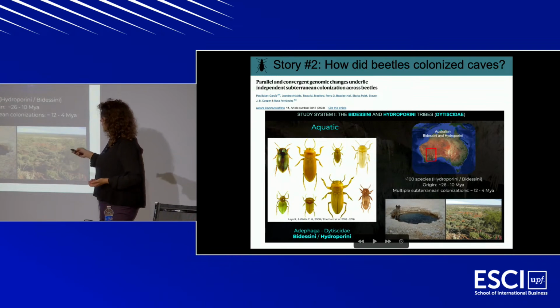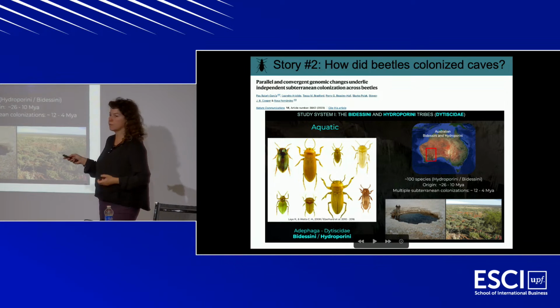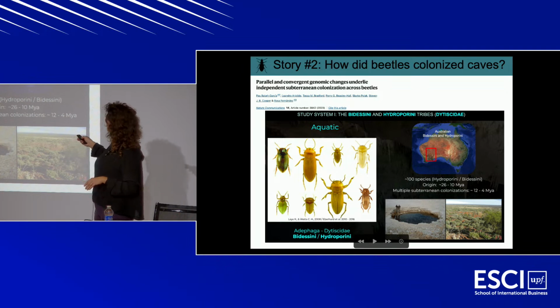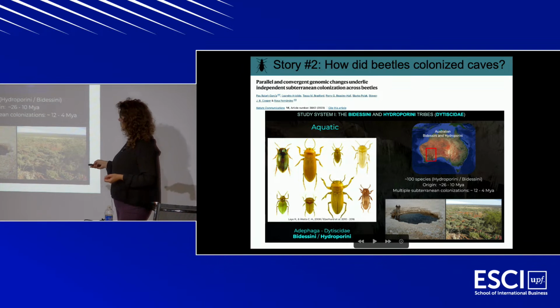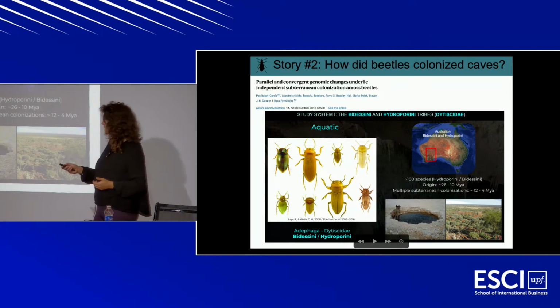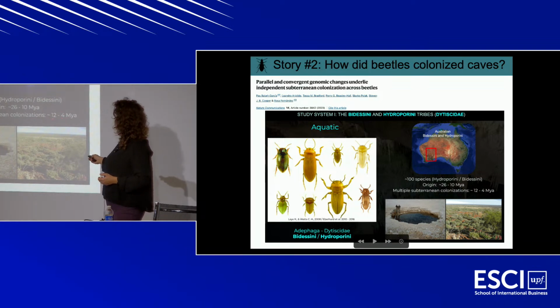So thanks to a collaborator, we got some cave species from 3 different lineages in Australia. They are from these tribes, Bidessini and Hydroporini, and they are aquatic. This is the type of environment where they live. So you basically put a bucket in, bring water up, and hope that you have beetles to collect. And these are the surface environments where we got the surface ones. And this lineage colonized caves between 12 and 4 million years ago.